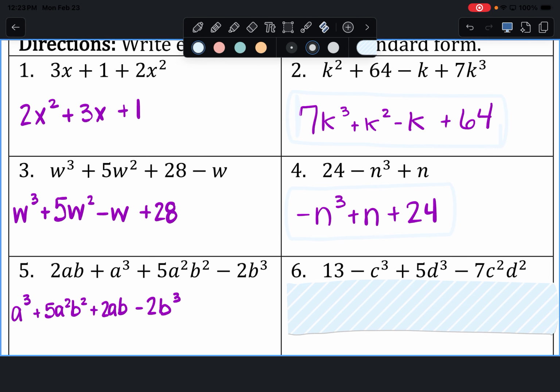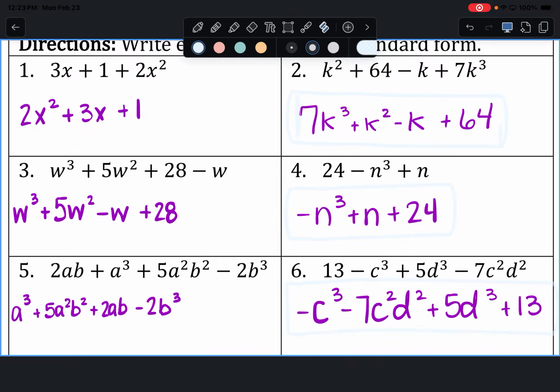Okay, so alphabetical order, C first, then D. C goes first with our biggest exponent of 3, so negative C to the third. Then we have minus C squared, D squared. Then we do plus D to the third plus 15, or 13, my bad. Constants always go at the end. They do not have a variable, so they will go last.